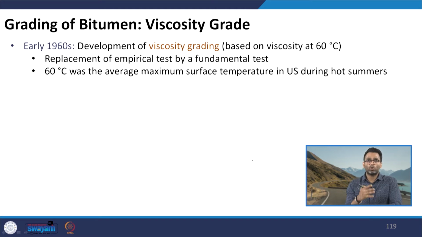One is that viscosity is a fundamental property of the material, so it does not depend on the testing system. Also, the choice of 60 degrees Celsius will ensure that we are testing the performance of the binder with respect to its rutting resistance. Similar to this, when the penetration grade came, 25 degrees Celsius was also chosen so that the results can be compared with the occurrence of fatigue cracking or low temperature cracking.